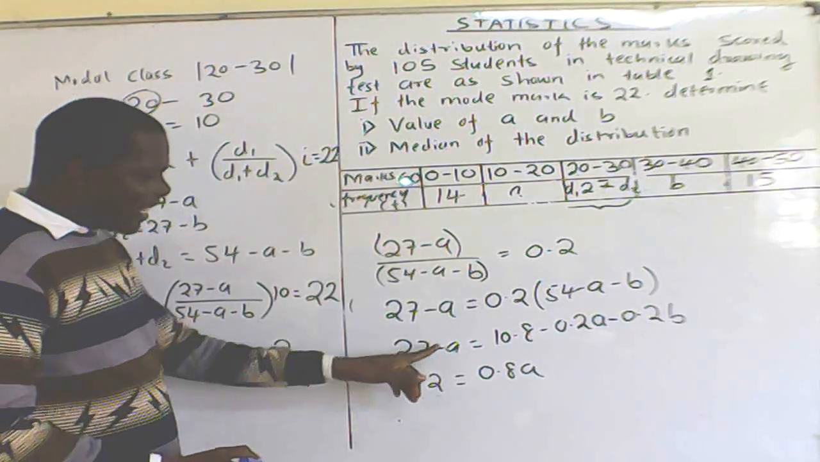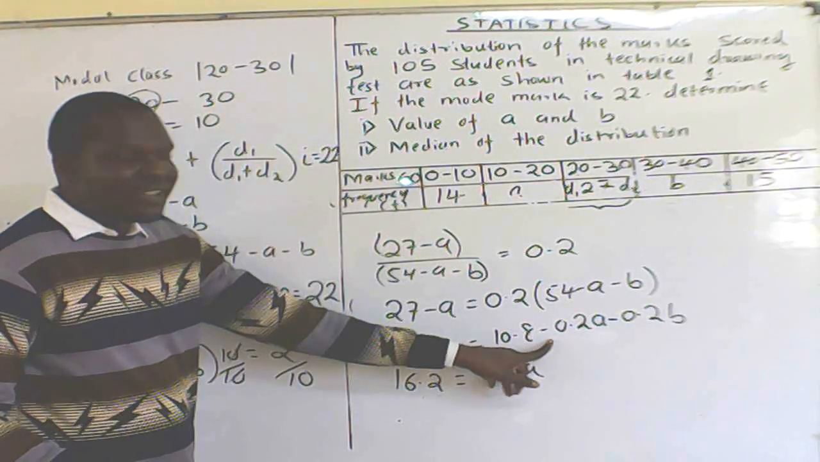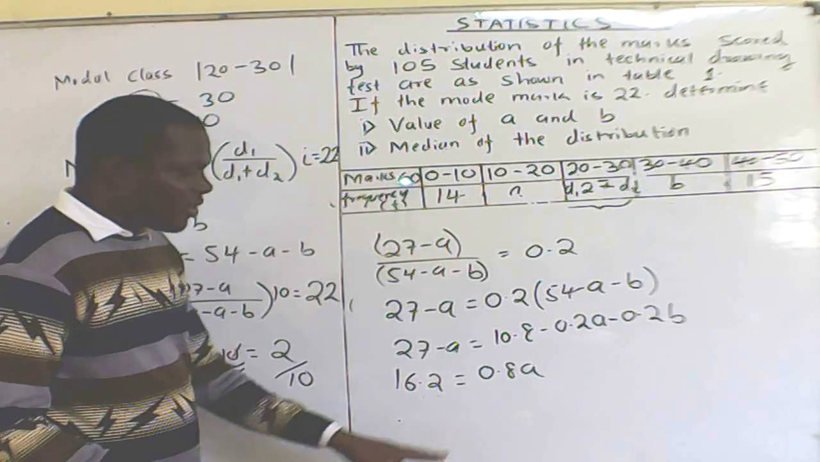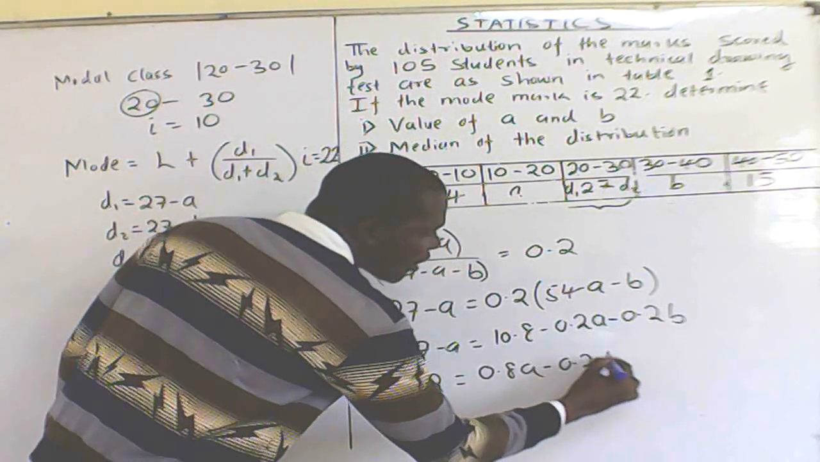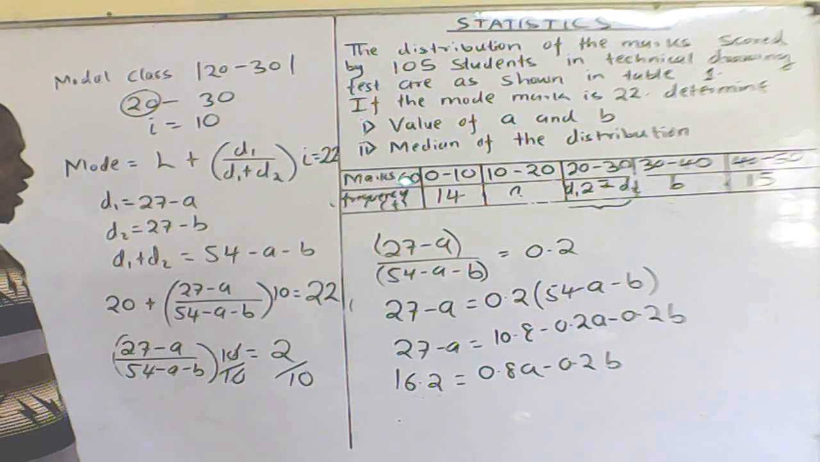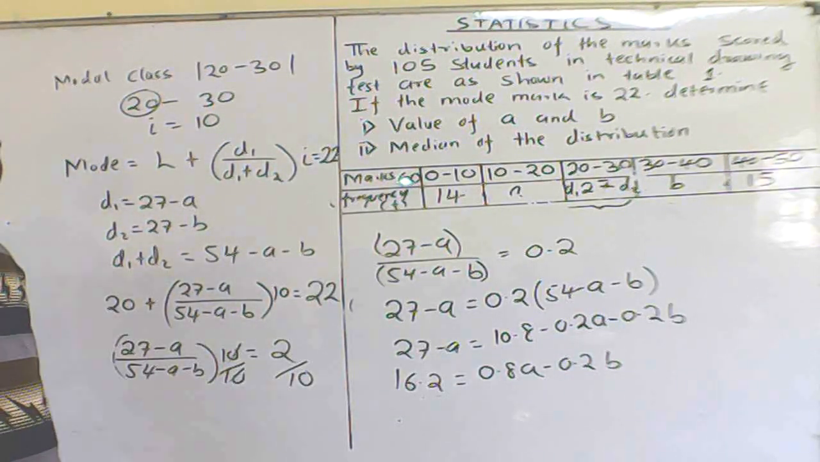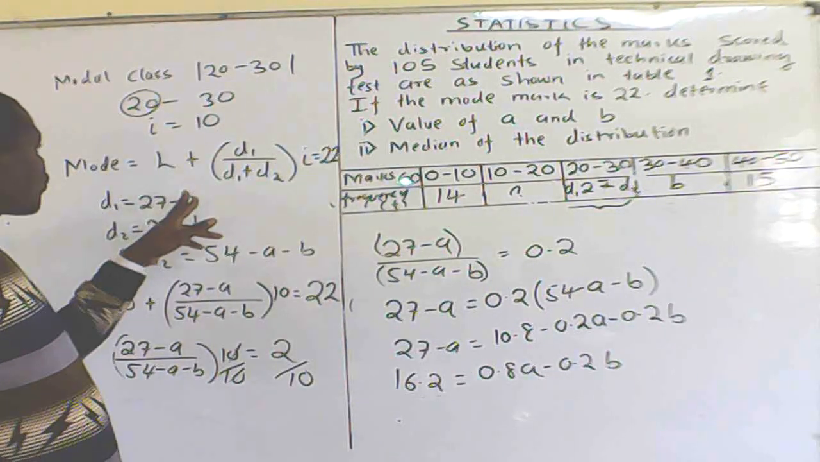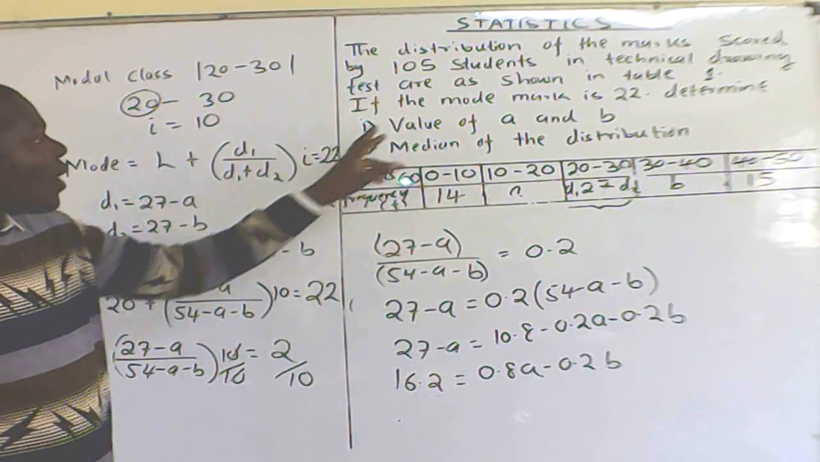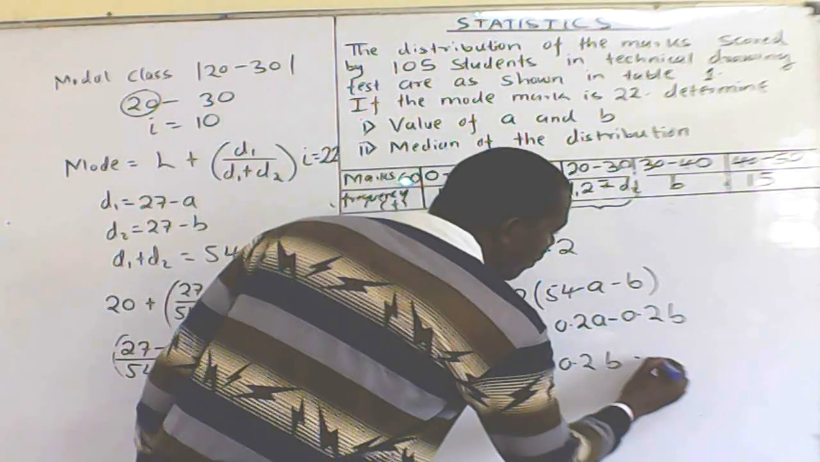Negative a going to the other side becomes positive a. See, it is now a minus 0.2a. You get 0.8a, and b has just remained the way it is, 0.2b. See, we now found equation 2. Are we together? So equation 2, you use with equation 1.